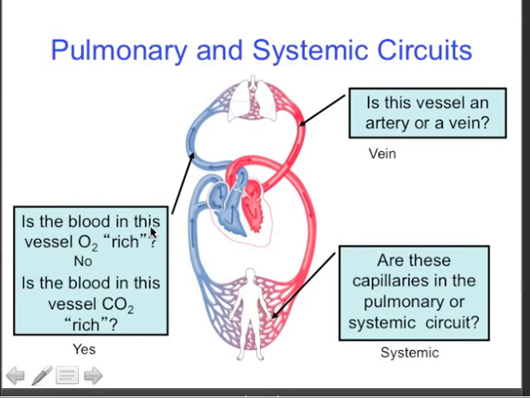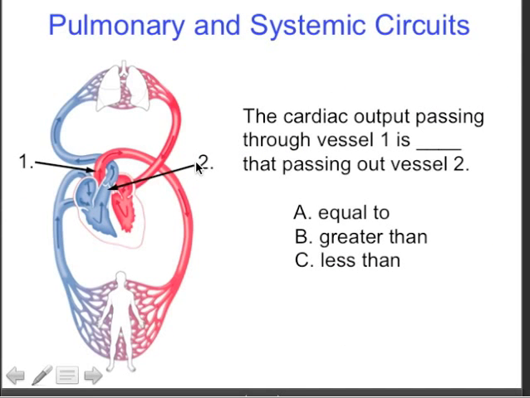Next question, is the blood in this vessel oxygen rich or oxygen poor? It is oxygen poor, as evidenced by the blue color of the vessel, which indicates that the hemoglobin is not fully saturated with oxygen. Next question, the cardiac output passing through vessel 1 is what compared to that passing through vessel 2? And the answer is equal to. It is always equal to. Let's circle that for emphasis.